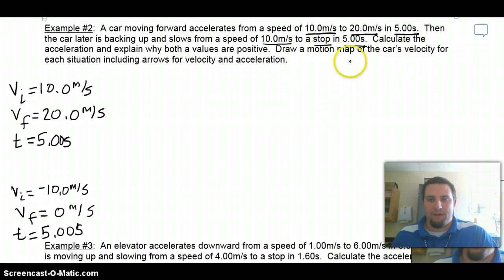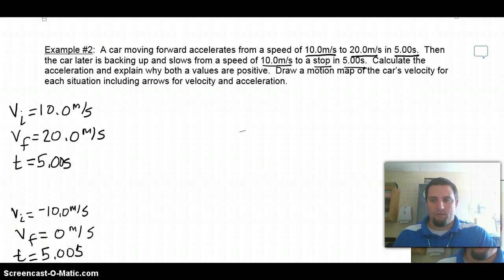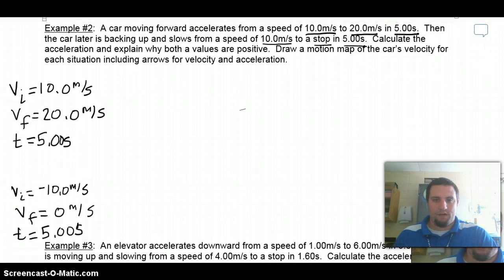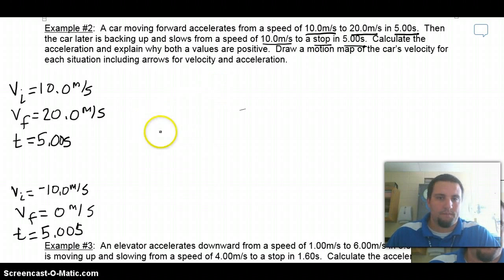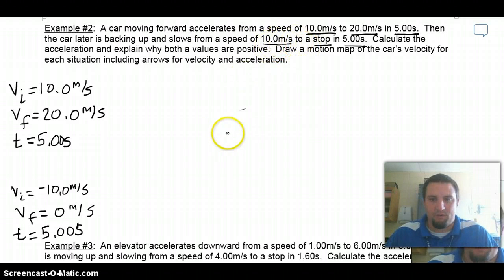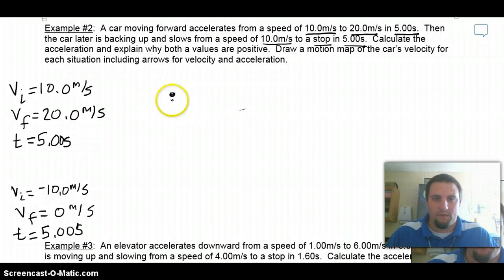But first, let's draw the motion map of the car's velocity for each of the situations, going there and then coming back. Alright, so with the motion map, let's start by creating a number line. Let's create a frame of reference, and from there we'll be able to start drawing our motion map. So here we go, let's start here. So the car's moving forward, accelerates with a certain speed. We don't have any distance markers, so let's just start here. Let's say the car starts at this point right here. This is time equals 0 seconds.